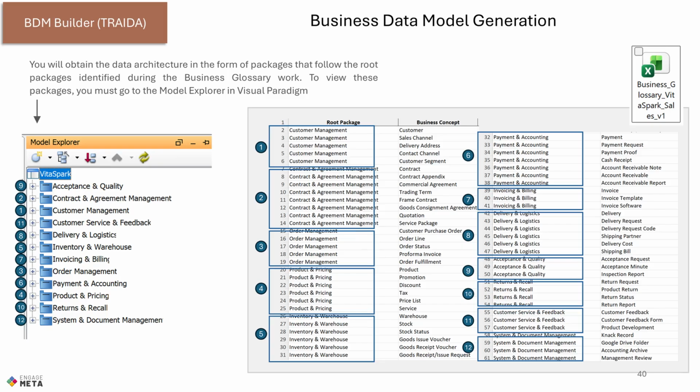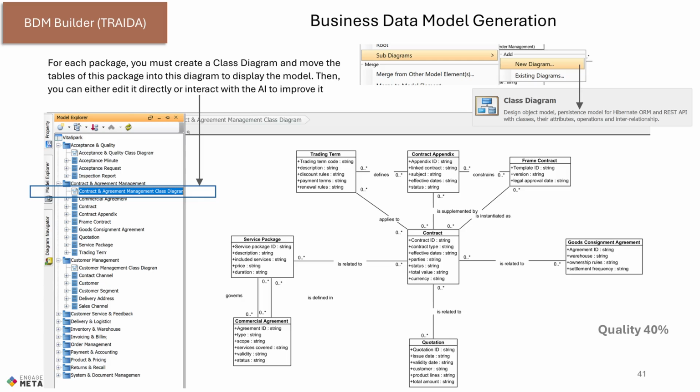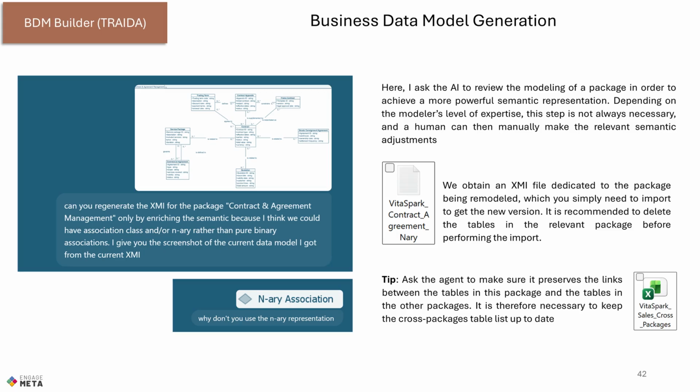The model is organized into semantic packages. Each package represents a coherent business domain. Packages are visualized and refined independently. This simplifies modeling and review. AI can be used again to improve semantic quality. Manual refinement remains possible at every step.